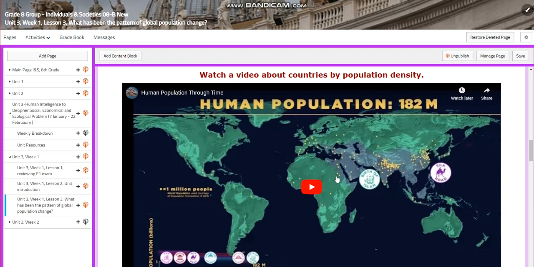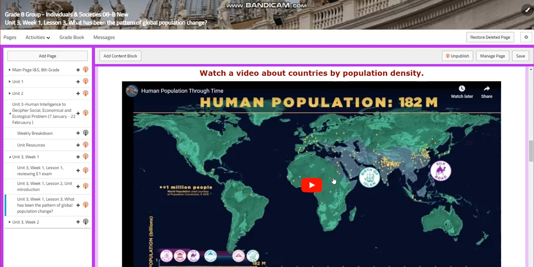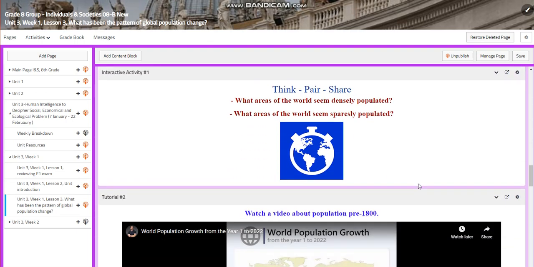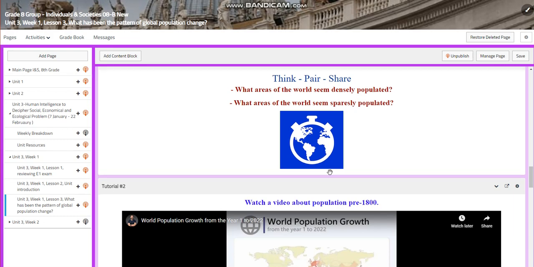You're going to watch a video about countries by population density. And then you will have think, pair, share. What areas of the world seem densely populated? What areas of the world seem sparsely populated? You will have an interactive activity related to think, pair, share.